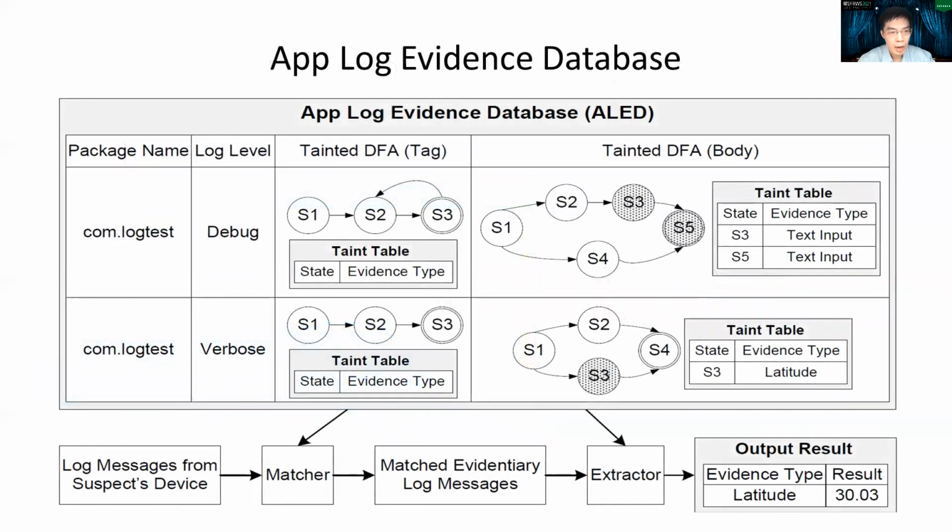We propose to build an app log evidence database in the offline phase by analyzing real-world apps. Each entry in the database represents a log message pattern, including log level, the string patterns of log tag, and log body that may be written into the logging system during runtime. The log string pattern is summarized as a Tainted DFA, which will be covered later. The workflow at the bottom demonstrates how we use this database to identify and match the evidence from log messages.